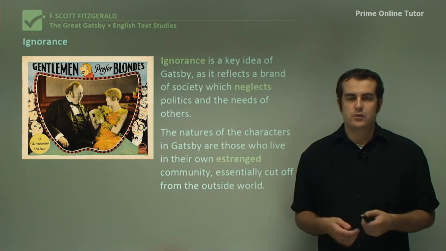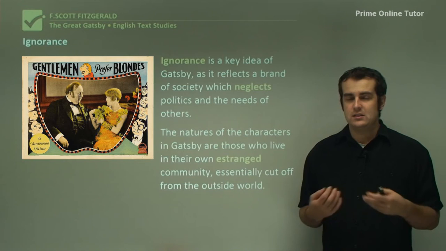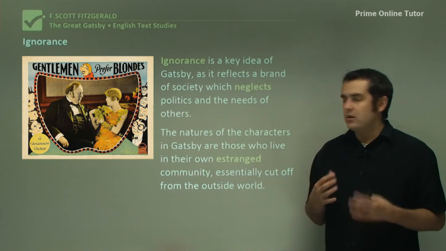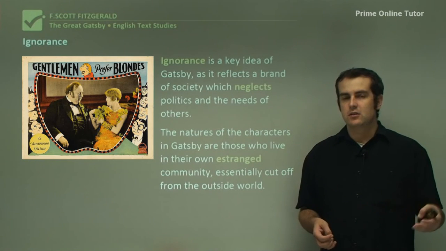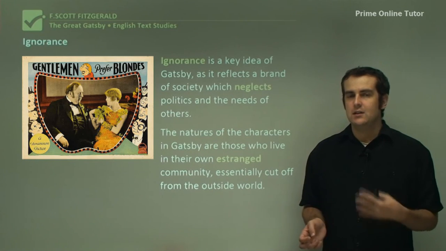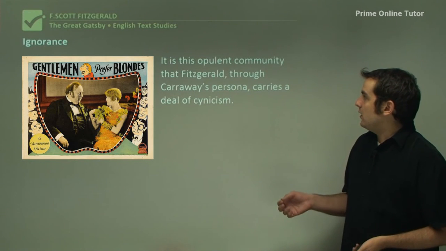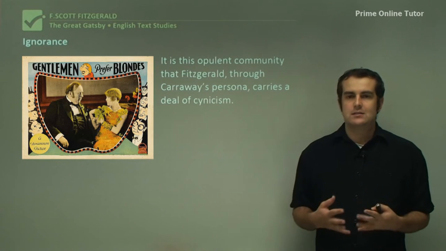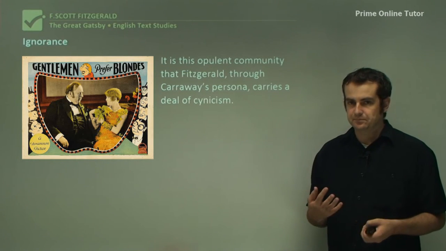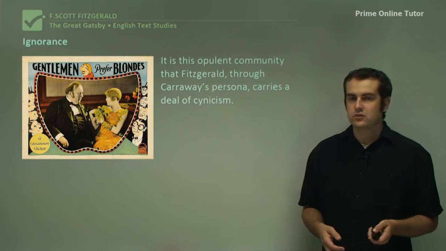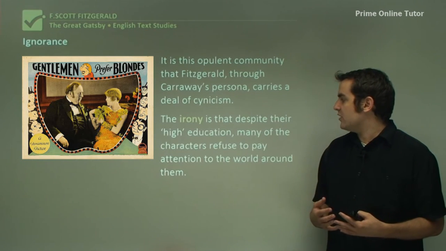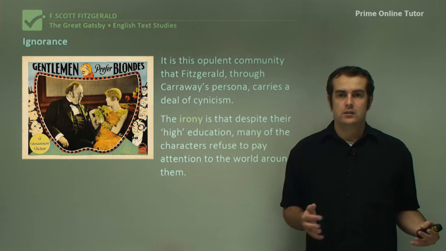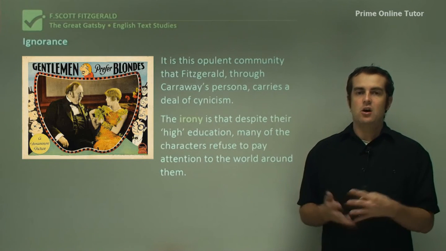It's certainly one of the ideas that comes across quite strongly, in a way which one who looks at the text cynically can look and go, okay, these aren't necessarily good people, and you don't have a connection that any of these people are good. And it is this opulent community that Fitzgerald, through Carraway, is almost carrying this cynicism, and shows this idea, and also the irony that despite their higher education, many characters refuse to pay attention to the world around them. These are all college-educated people. To get into this sort of social circle, you have to be college-educated.